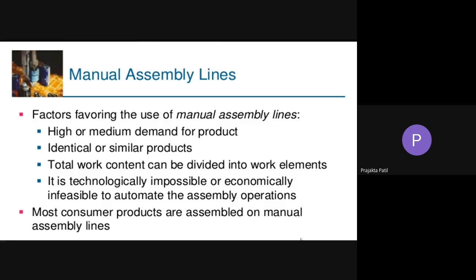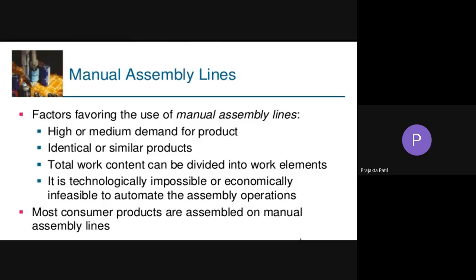If everything has to be done only at one station, then there is no point in having an assembly line where you have a number of workstations arranged in a sequence, right? So one more factor is when it is technologically impossible or economically infeasible to automate the assembly operations. So yes, we come across such operations which may be economically infeasible to have an automated assembly line. In that case, we will think of having some human intervention, and you go for a manual assembly line. So these are these four factors considered whenever it comes to manual assembly lines.